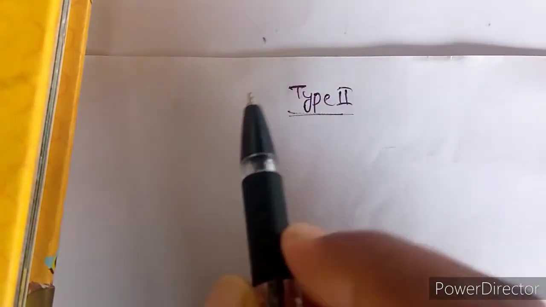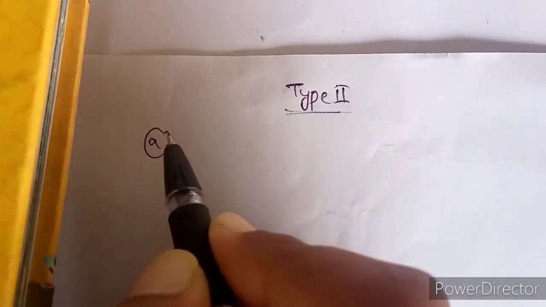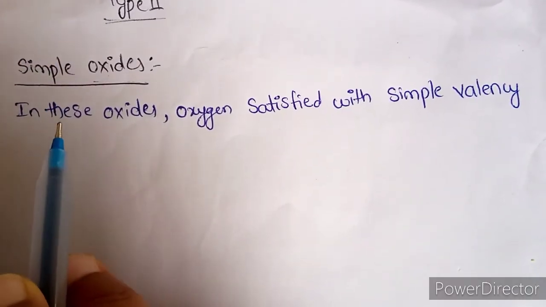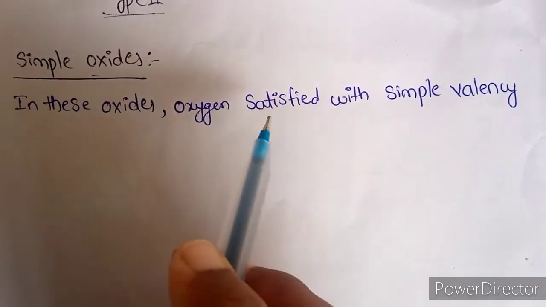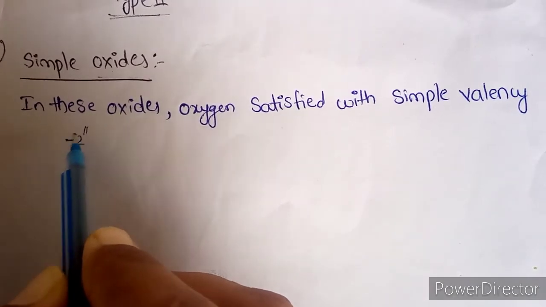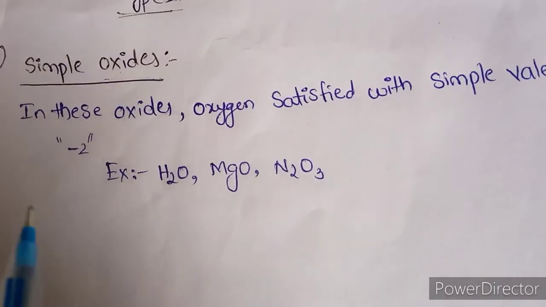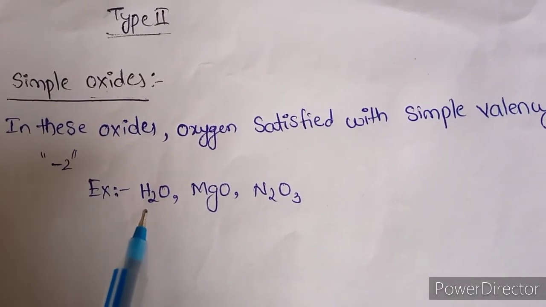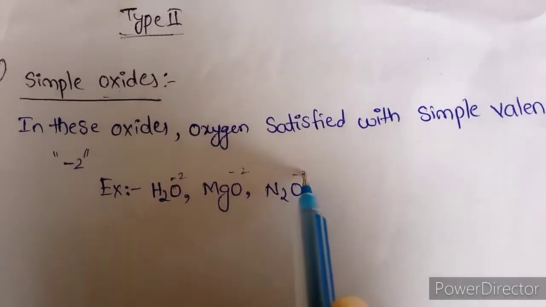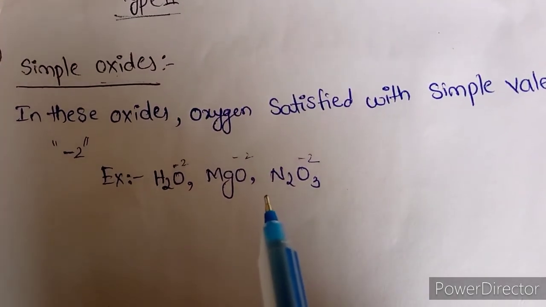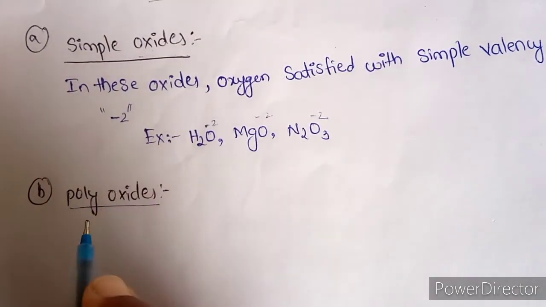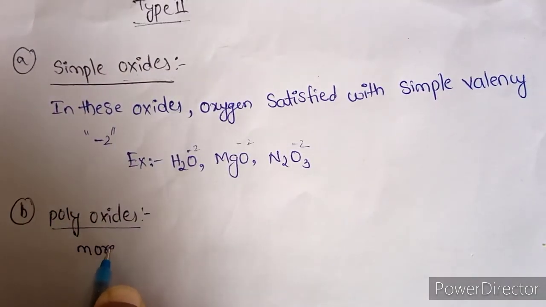Now we'll see type 2 oxides. In that, first one, simple oxides. Simple oxides have oxygen that satisfies normal valency. That means oxygen generally has a -2 charge, and that -2 charge is satisfied in these compounds. Examples: H2O, magnesium oxide and N2O3. In these oxides, oxygen has a -2 charge. Next, polyoxides. Poly means more than one.